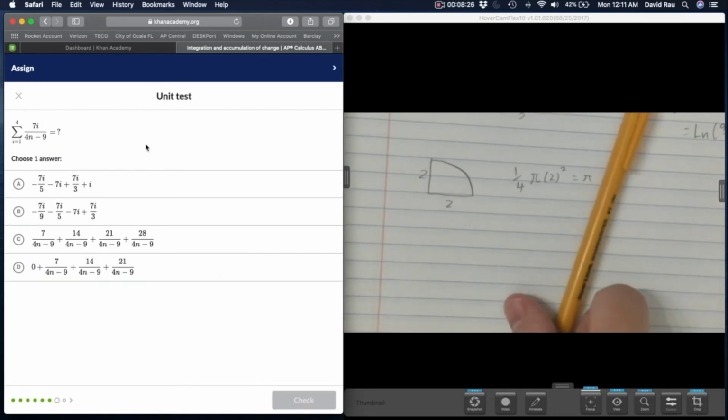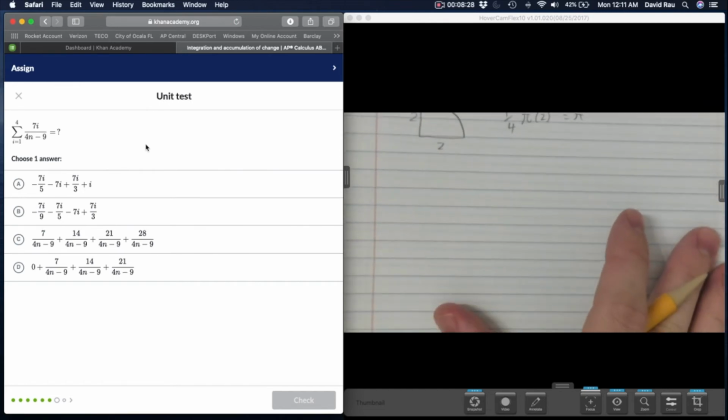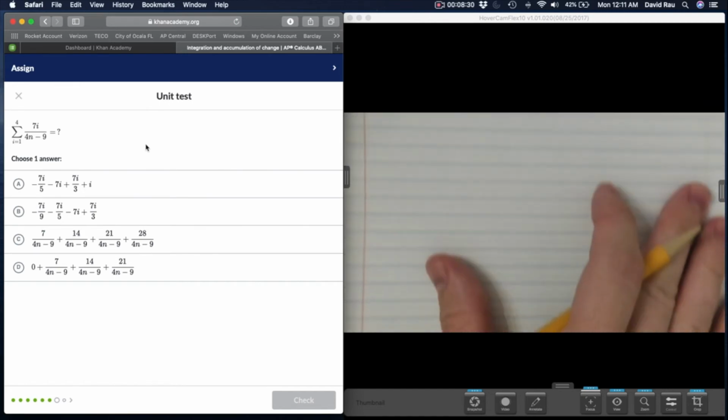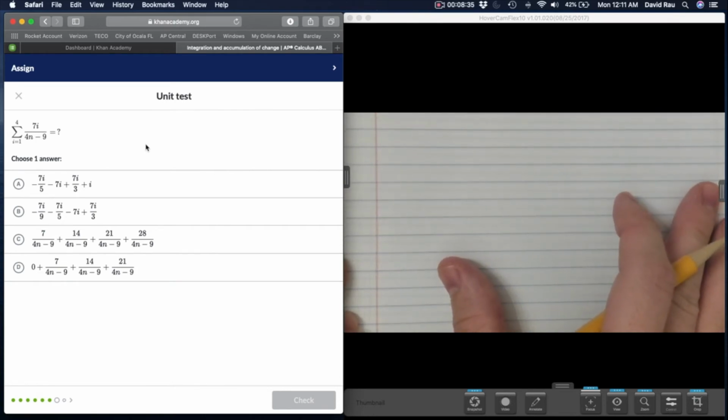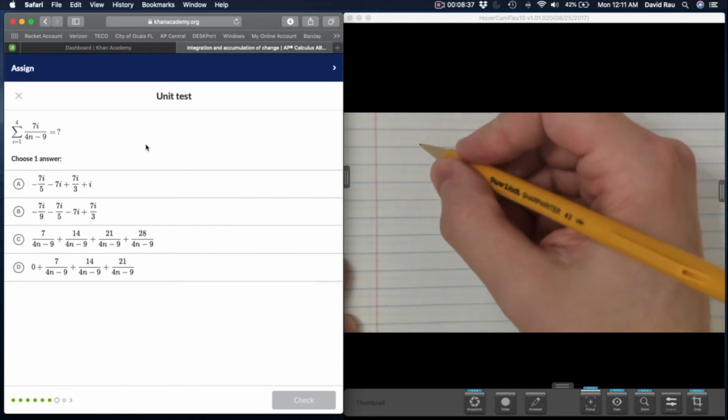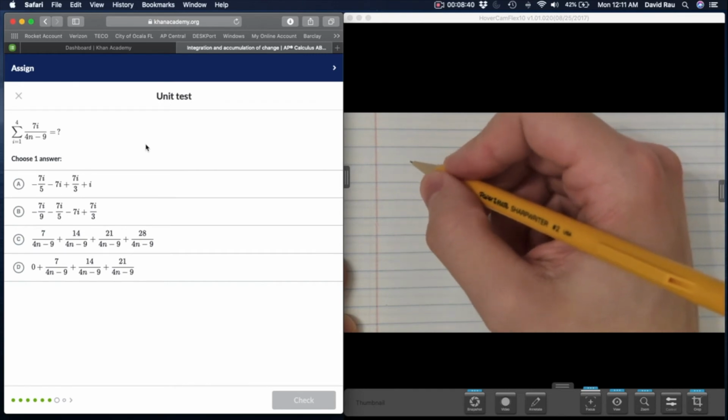All right, up next, this is just an application of summation notation. You're actually not going to see anything like this in the AP exam, but they're just trying to help you understand how summation notation works. The idea is you're always replacing i with that value.